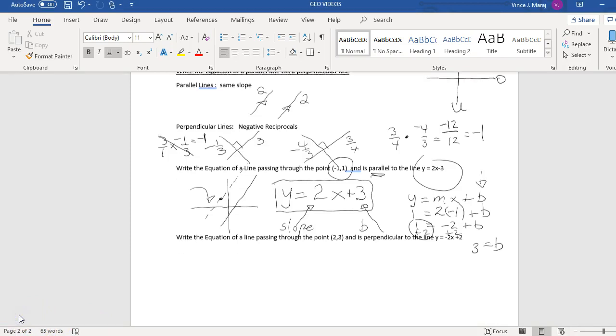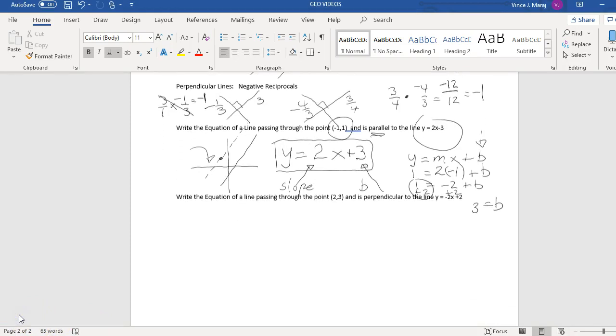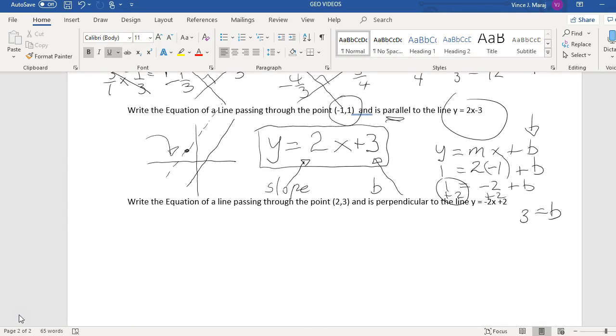Now for the second question. Write the equation of a line passing through that point and perpendicular to that line. Let me give you a visual, although you may not need one. Here's a coordinate grid. This has an intercept of plus 2 and it has a negative slope, so it probably looks something like this. And the point 2, 3 will be 2 to the right, 3 up.